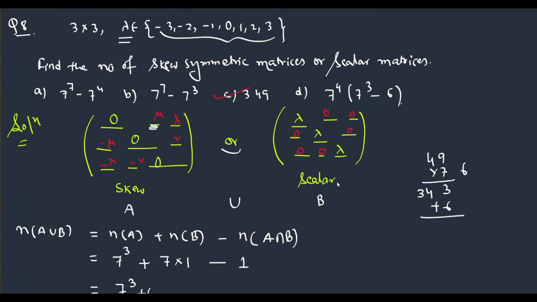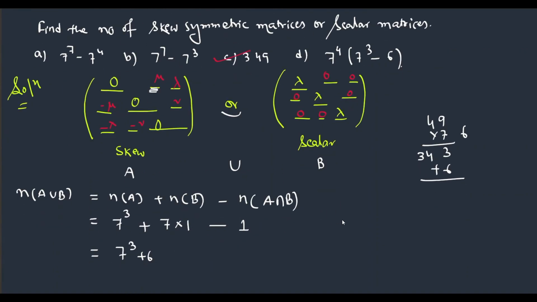Sir, for n of A, I had a doubt that we are taking 7 to the power 3, but can we even interchange it? Why are we not multiplying it by 2? No, because if you take this position as lambda, for this position you have 7 options, but for the mirrored position you don't have 7 options, because it is ultimately fixed. If you put here any one of the 7 options, you have only one option for the other place. If you put here 1, it will be minus 1.